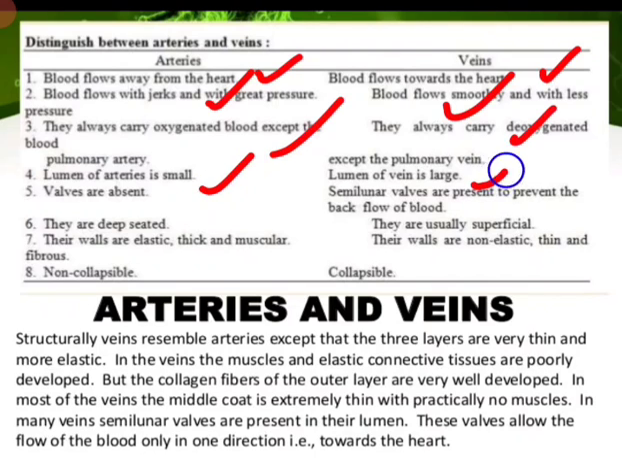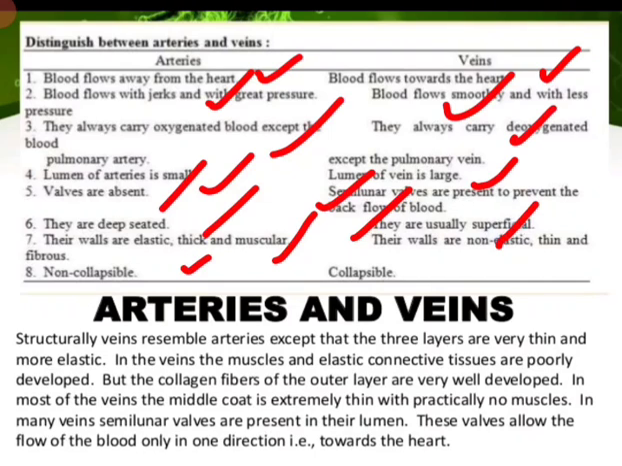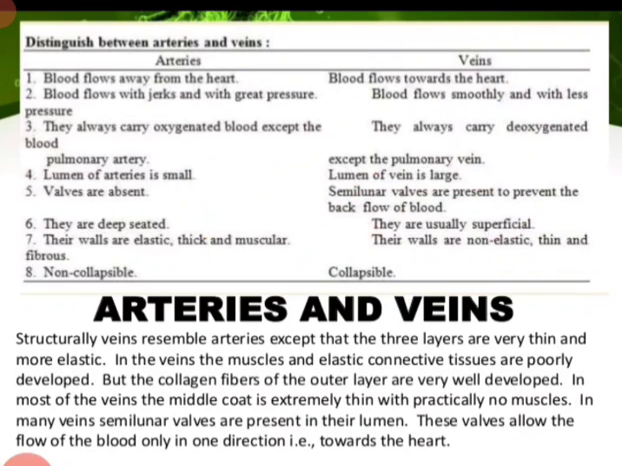Lumen means a cavity. Lumen of the vein is large, and valves are absent in arteries because they are carrying oxygen-rich blood, so they don't have to stop the backflow of the blood. But in veins the semilunar valves are present to prevent the backflow of the blood. Arteries are deep seated, means they are not present superficially. Veins are present superficially. Arterial walls are elastic, thick and muscular. Venous walls are non-elastic, thin and collapsible. Arteries are not collapsible, and veins are collapsible. So these are the differences between arteries and veins.